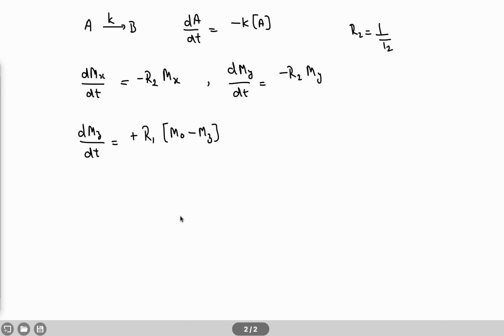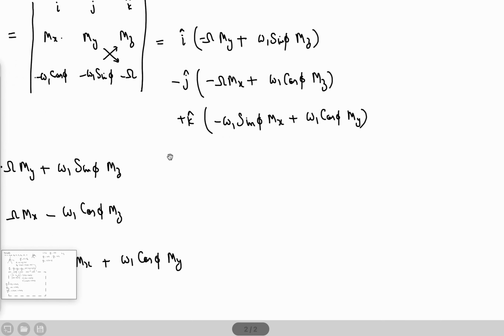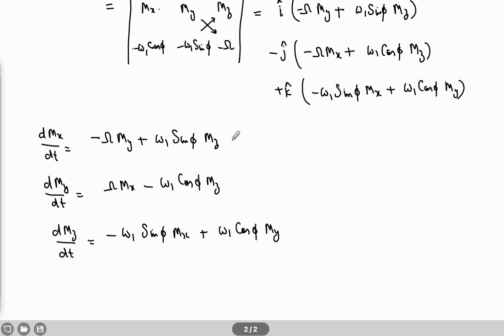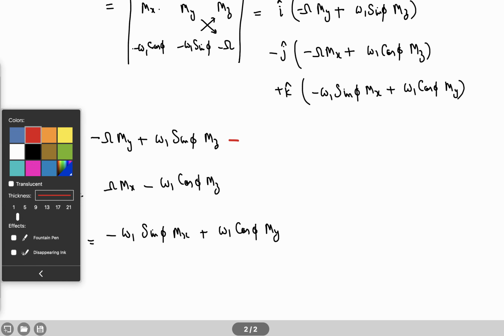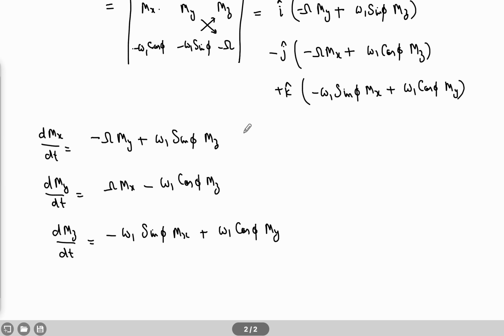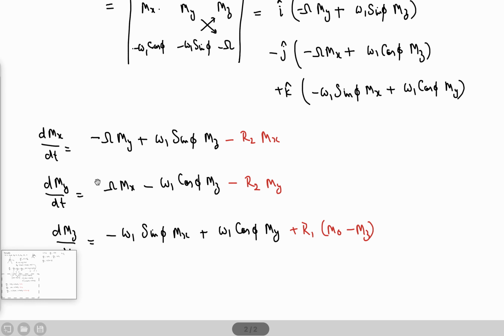So now these three parts can be directly incorporated into these equations over here. So what we can do is directly write this, let me write it with a different color, as minus R2 mx, and this will be minus R2 my, and this will be plus R1 (m0 minus mz), right? Now this whole thing can be written in a more presentable way, I would say. Some books prefer this way and some books prefer it written in terms of a matrix. This set of equations is called the Bloch equations.